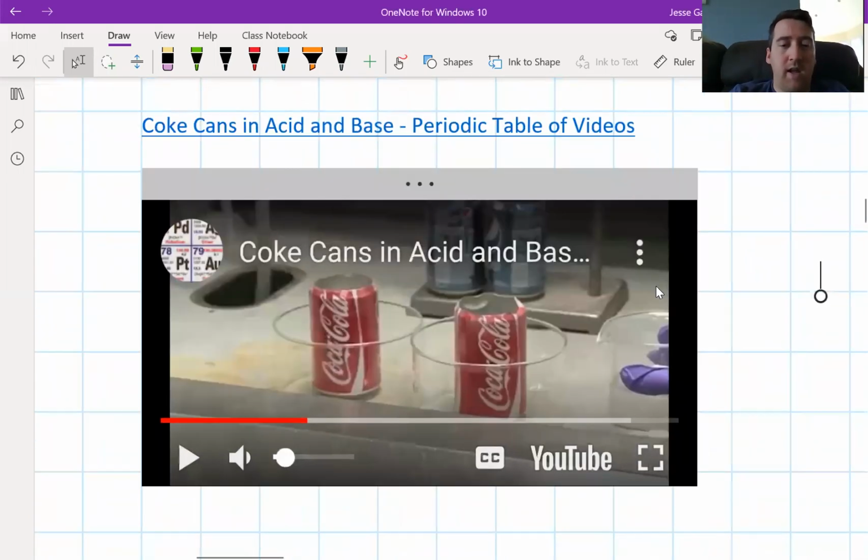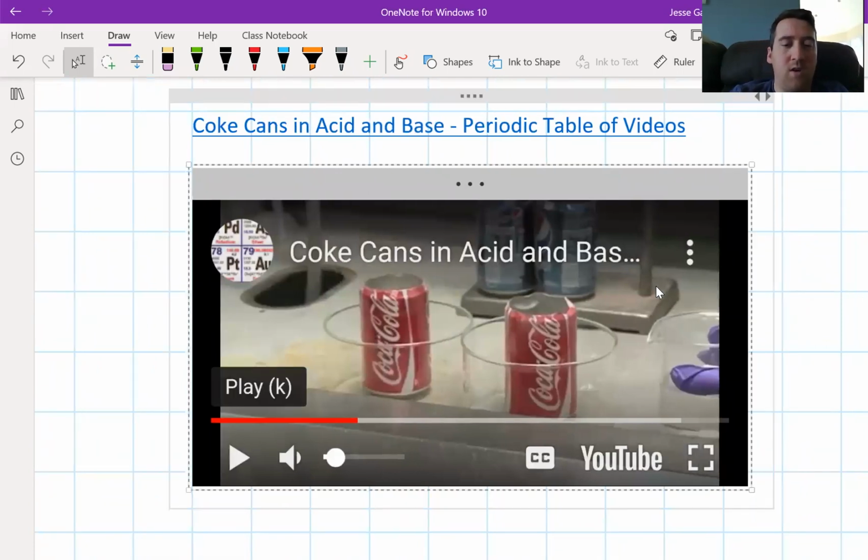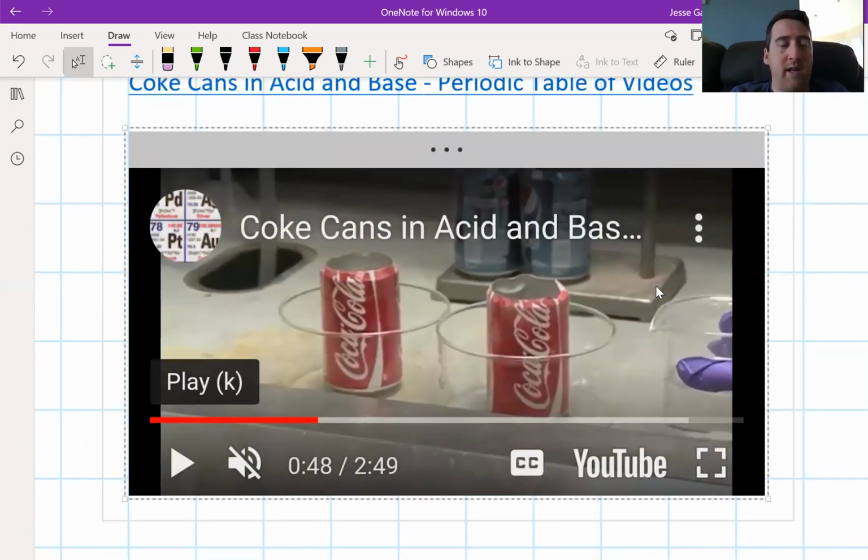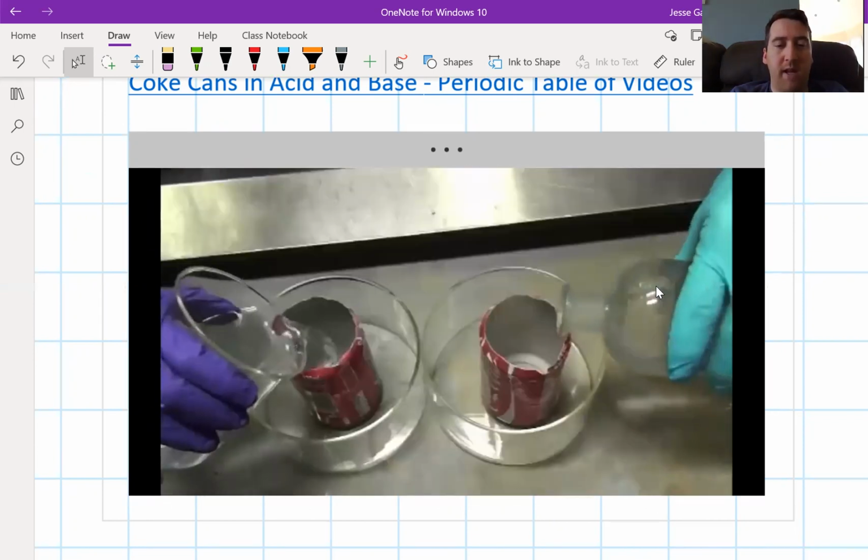All right, so in this video, we've got two Coke cans. Now I'm going to turn on the volume and I'm just going to narrate it myself. We're going to have two Coke cans, which are made of aluminium, okay? Now, we're going to watch as acid gets added to one can and base gets added to the other can, okay? So we're just going to watch for a second here. Just going to play it, hoping this plays for you guys.